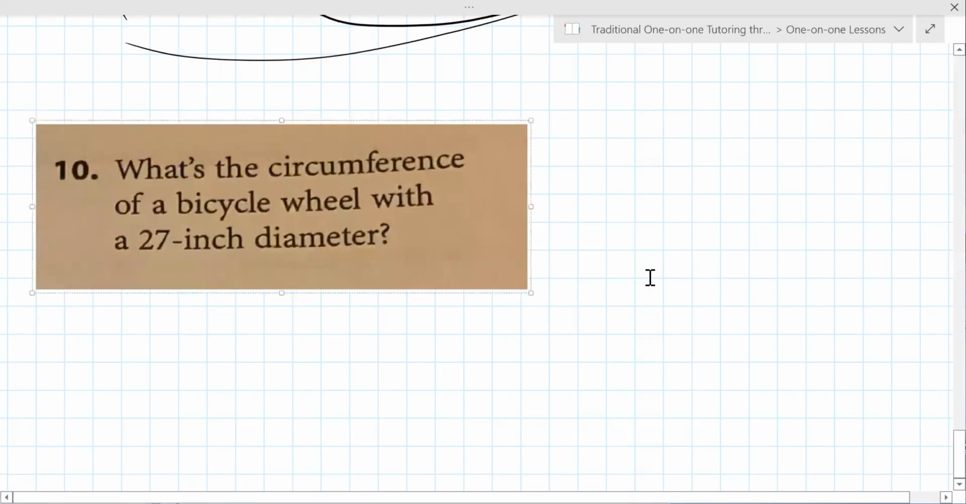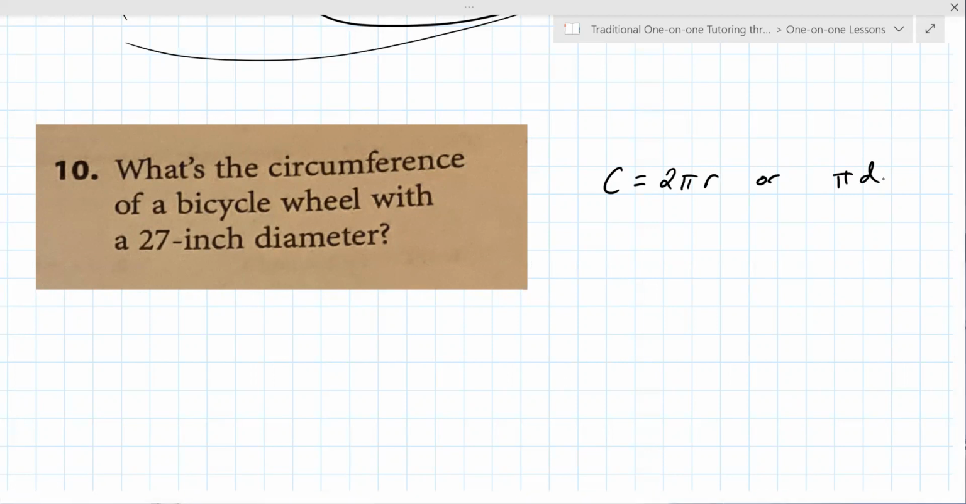Okay, let's do number 10 first. This is more like the 1 through 9, but let's take a look here. What's the circumference of a bicycle wheel with a 27-inch diameter? Circumference is 2 pi r or pi times diameter. Both are valid.